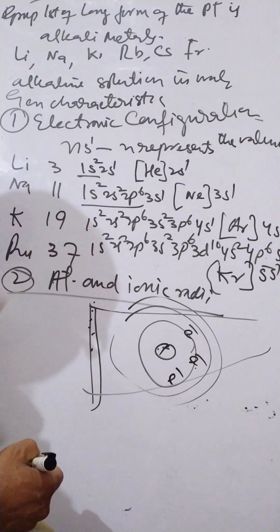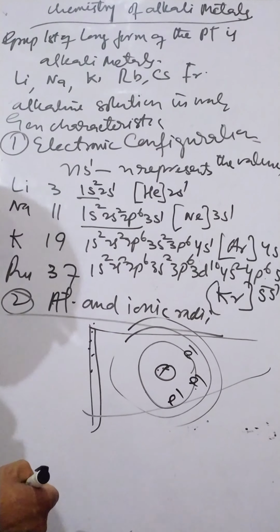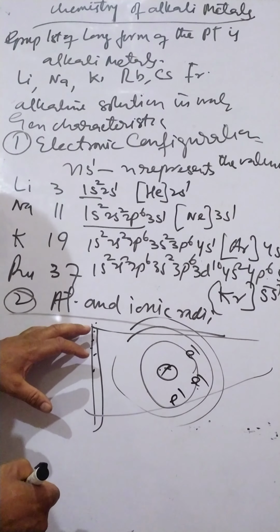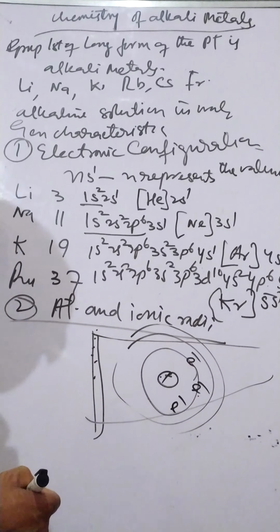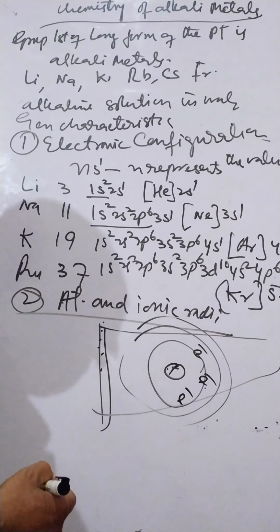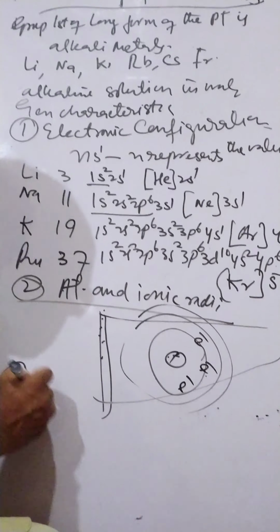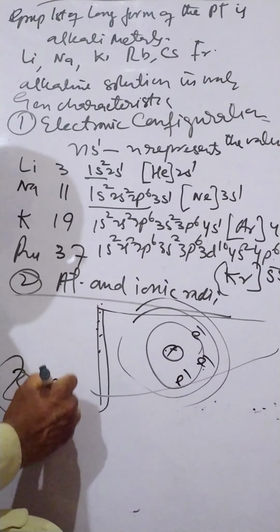As we move along a period, it goes on decreasing. That is why these, since they are at the extreme left side, have the largest atomic size or atomic radii, as well as ionic radii. Then, number three, we have ionization enthalpies.